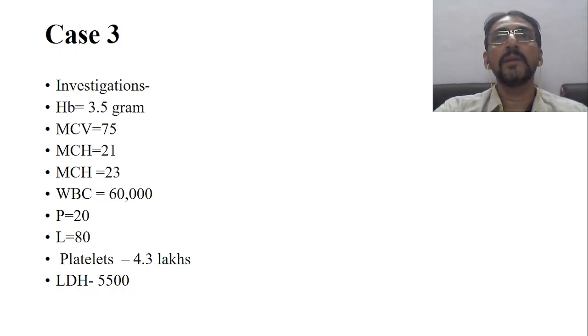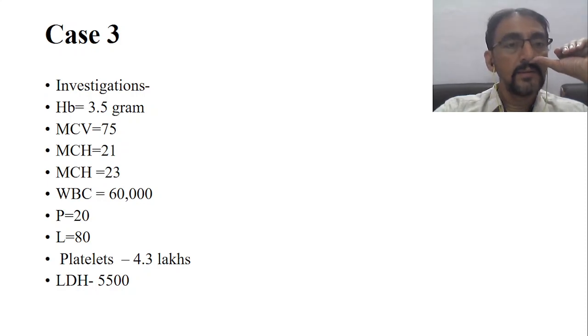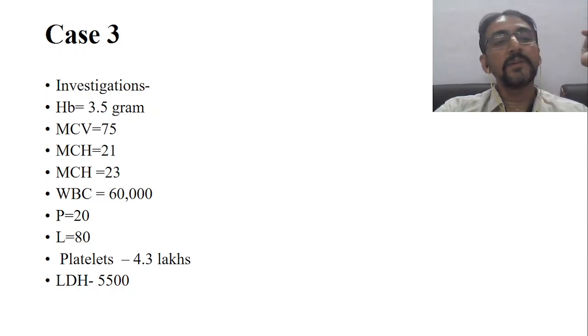Now can you tell me the interpretation here? What is more worrying to us is the WBC. WBC is increased enormously, 60,000, isn't it? And the platelets are normal. Platelets are looking normal, 4.3 lakhs. Almost all borderline. But in the above picture, Hb is 3.5 and MCV is 75.